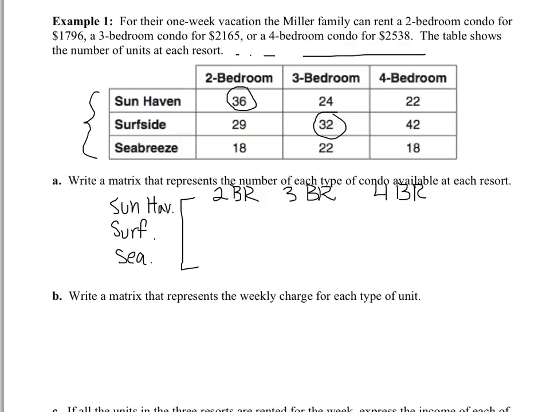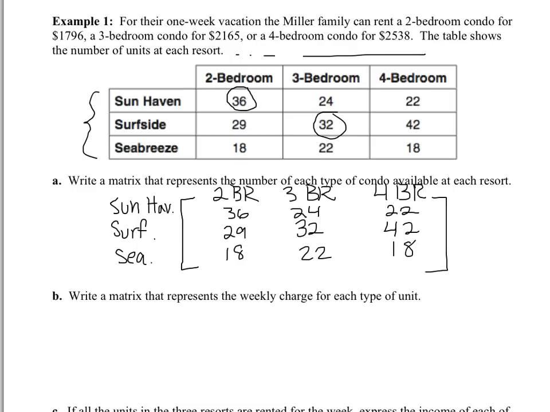Go ahead and write the numbers. So 36 2-bedroom, 24 3-bedroom, 22 4-bedroom at Sunhaven. Surfside has 29 2-bedroom units, 32 3-bedroom, 42 4-bedroom. And Seabreeze has 18, 22, and 18.